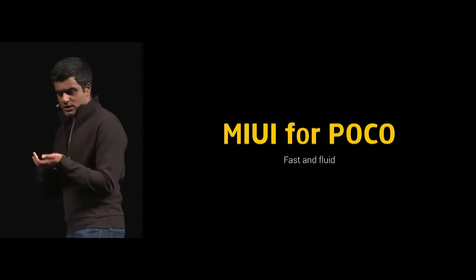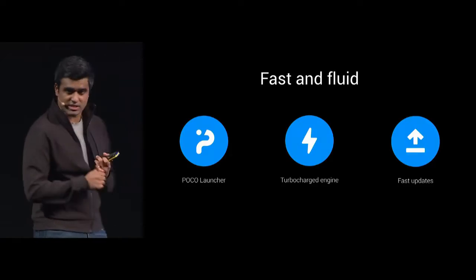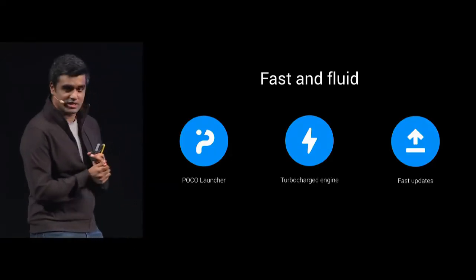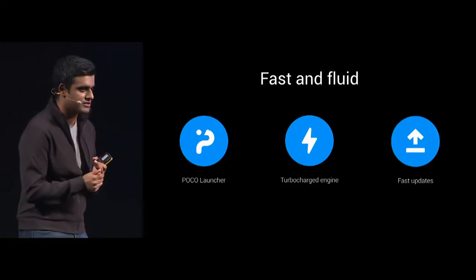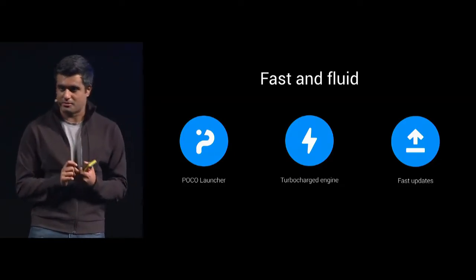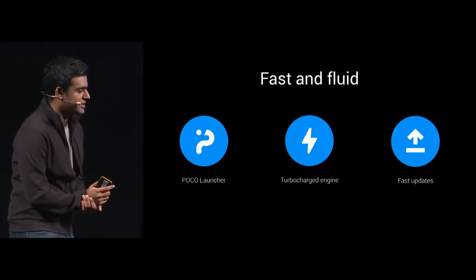MIUI for POCO. So there's 3 components in MIUI for POCO. The first is the all-new POCO Launcher, which I'll get into in a little bit. The second is something we call the turbocharged engine. This is what powers a lot of those under-the-hood optimizations for speed and fluidity. And the third thing is a focus on fast updates, which again is a piece of feedback that we heard from all of you a couple of months ago.